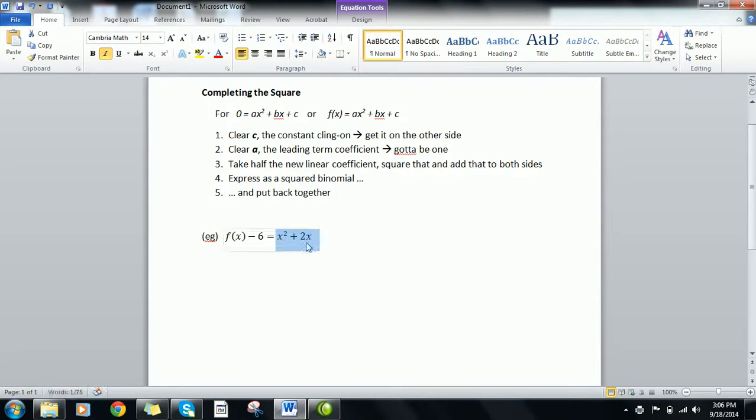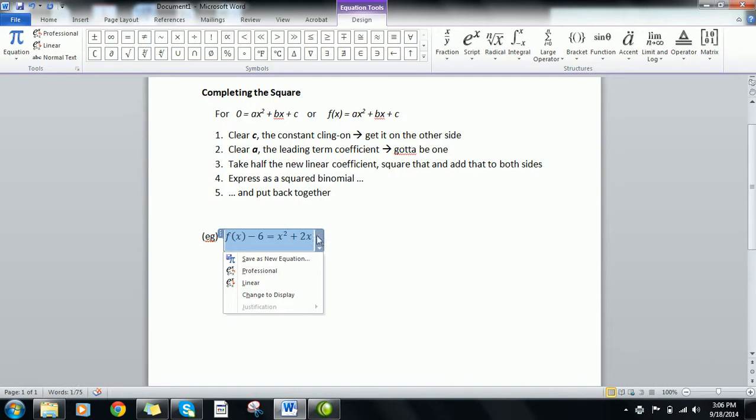Now I'm going to add a particular number that will indeed make this a square on the right. The special number that I take and add to both sides is half of my linear term, half of 2, which is 1. I square that and add that to both sides. So I'm going to take half of 2, which is 1, square it, 1, and add that to both sides. Sorry about that. So I'm going to add 1 to both sides, to the left and to the right.